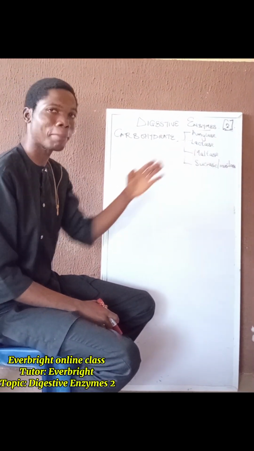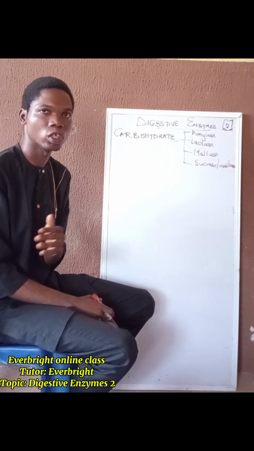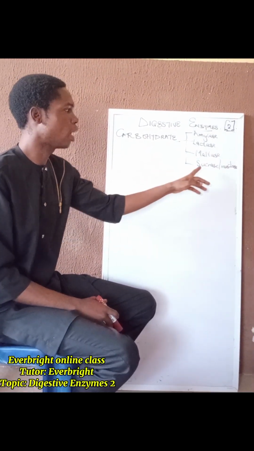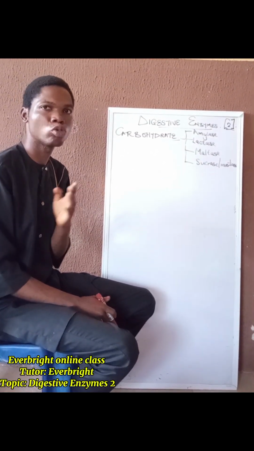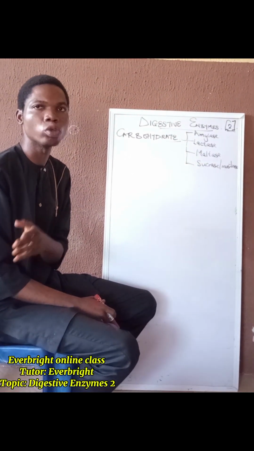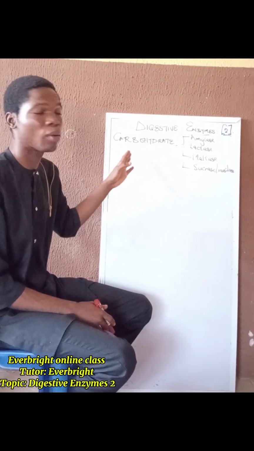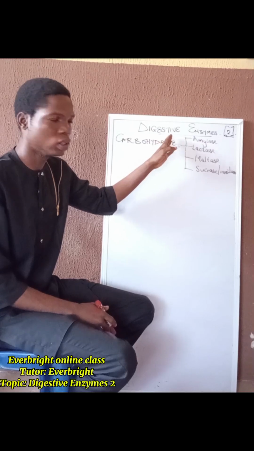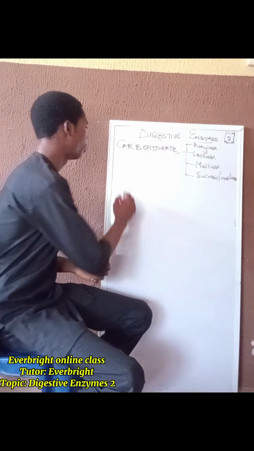I told us about maltase. Maltase will help us to break down maltose into two simple glucose, and sucrase will help us to break down sucrose into glucose and fructose. And I told us in our initial class that the breaking down of carbohydrates starts from the mouth down to the stomach. Today we are moving to protein.